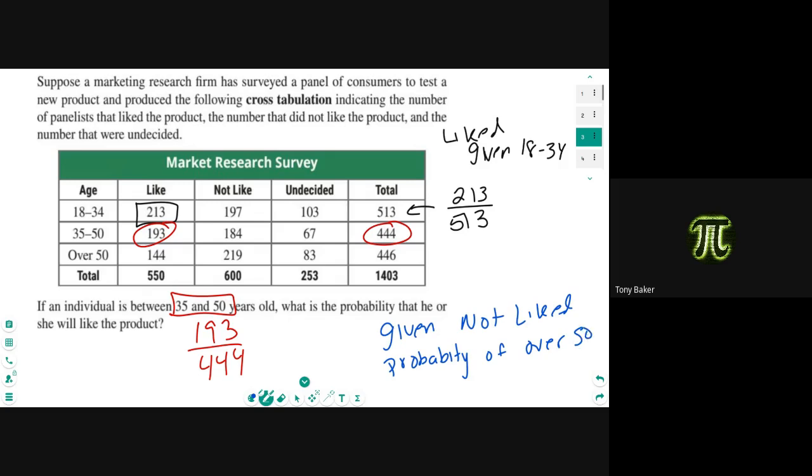So if we're given that they're not liked, what is the probability that they are over 50? I'll give everybody a second. So given that they are not liked, what is the probability that they are over 50? So what's the bottom number? Okay, go say the whole thing then.